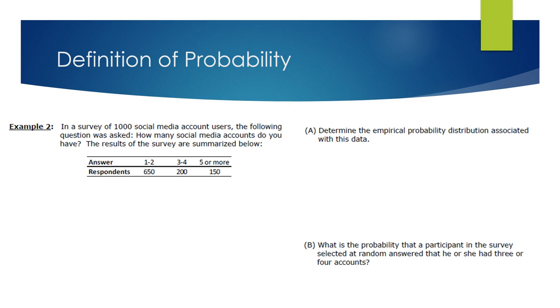So take a moment and see if you can pick out which table would describe the probability distribution for this situation, and then use that idea to find the probability that a participant in the survey selected at random answered that he or she had 3 or 4 accounts. So take a moment and we'll go over it momentarily.